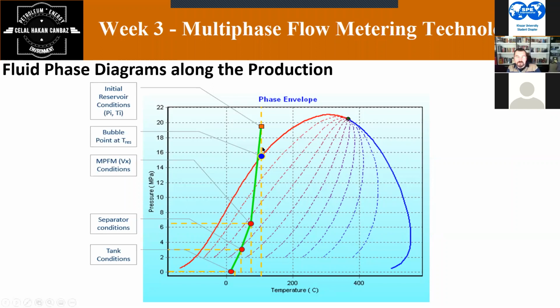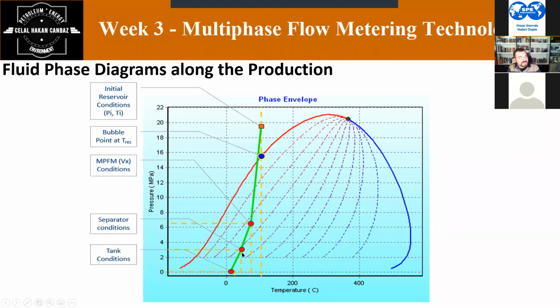But when it reaches your wellhead, you have to describe this one. It will probably be somewhere like this for this example, right? Your wellhead P and T value. So you are now inside your phase diagram, so you have a certain amount of liquid and gas production. When it comes to your separator, it will decrease more. Your pressure and temperature will decrease, and you will be inside the phase diagram for this fluid but at a lower point. And your tank conditions will be much lower.